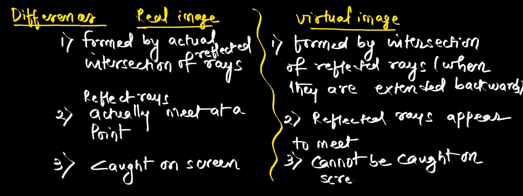Why? Because it is formed when you extend the rays backward. Suppose you are standing in front of a mirror. Where will your image be? Your image will be inside the mirror. We assume that rays are extended backward and in the backward direction they are meeting, and that is how the image is appearing.